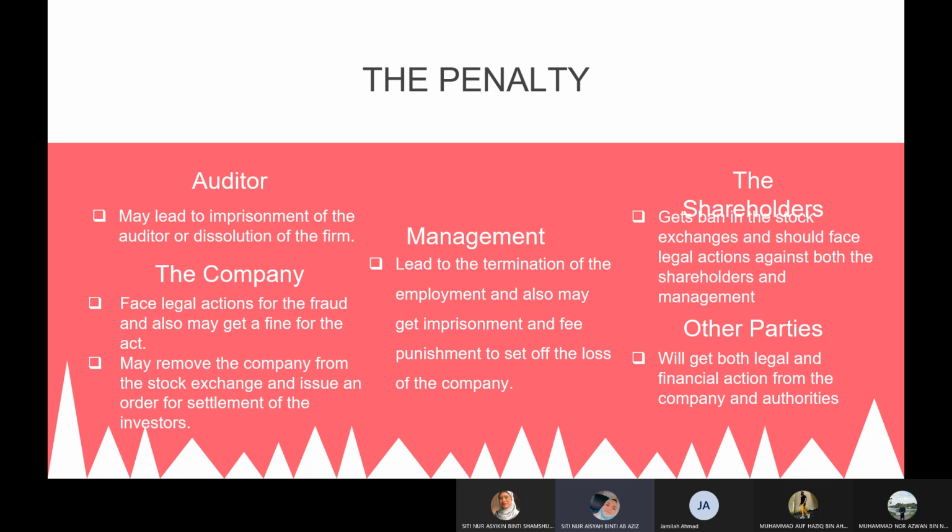And for the shareholders, they will get banned in the stock exchange and should face legal action against both the shareholders and the management. And for the other parties, which is external parties, they will both get legal and financial action from the company and authorities. For example, if an employee and an outsider did accounting fraud, the employee will be terminated and may get imprisonment and a fine, and the outsider may get imprisonment or a fine or both. And we move to the next slide.